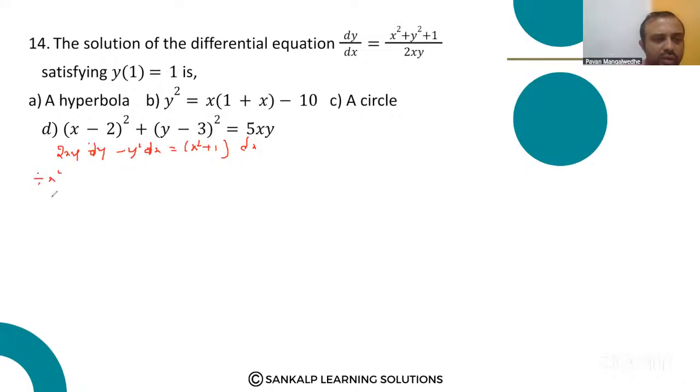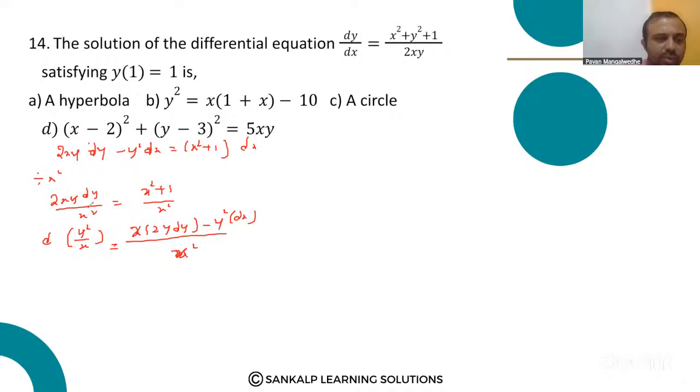What are we going to get? That is 2xy dy by x square. On the other side it is x square plus 1 by x square. So recognize the differential of y square by x. What we are going to get is d of y square by x equals x into 2y dy minus y square into dx, divided by x square.